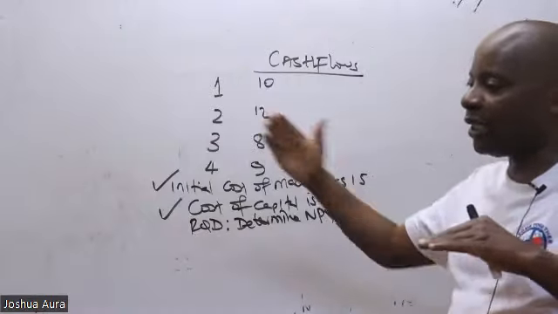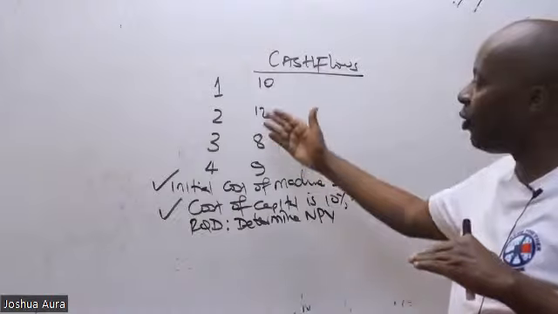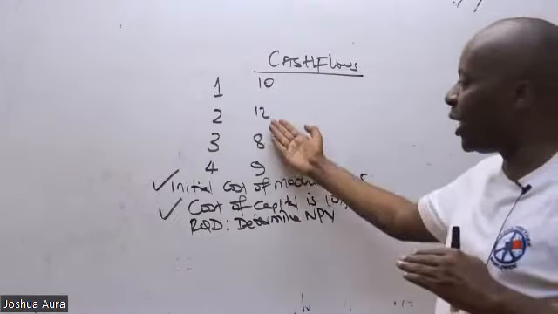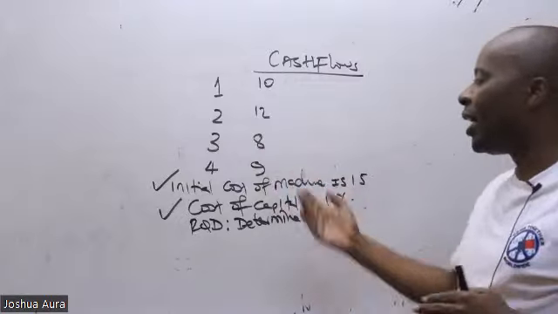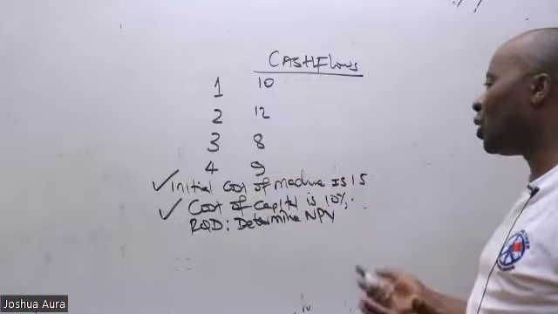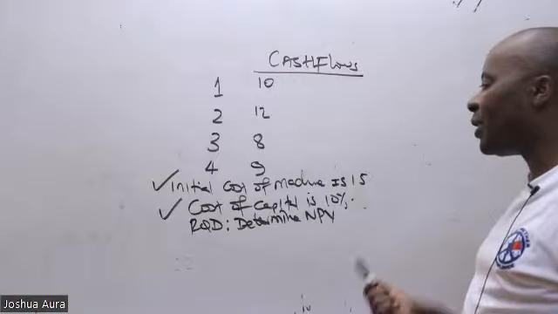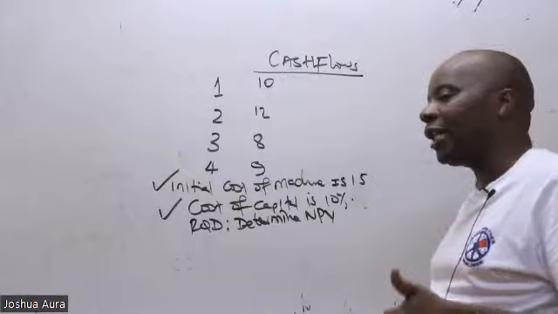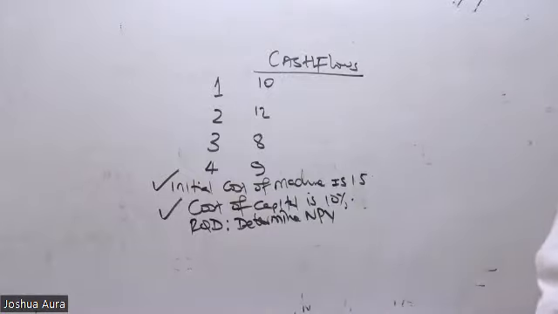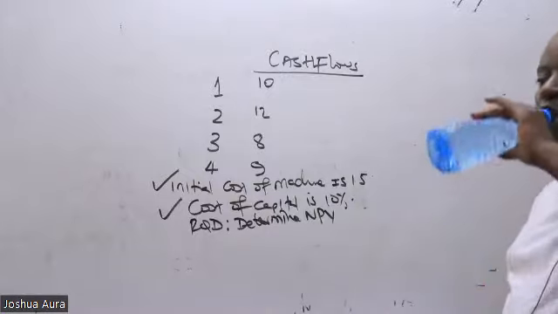So then, if we invest in this machine, end of year 1, we get 10. End of year 2, we get 12. End of year 3, we get 8. End of year 4, we get 9. And then they have given us the initial cost of the machine, which is 15. The cost of capital is 10%. Then they want us to do something very easy: determine the net present value.